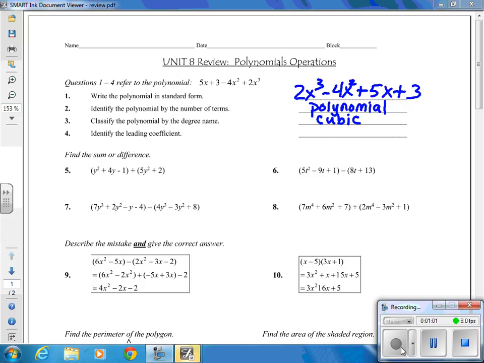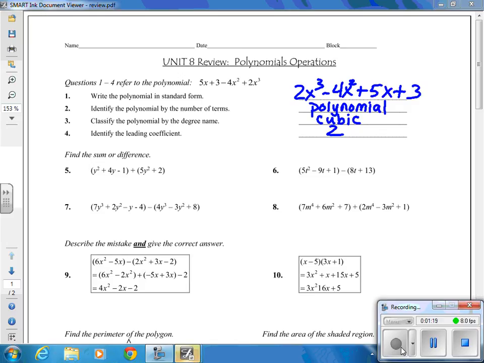And then for number 4, identify the leading coefficient. The leading coefficient is the number in front of the variable that has the highest power. So in this case for us, it would be a 2. You will have an exact setup of the same question on your test, just with a different problem. So make sure you know that these words are going to exist and that the questions are going to exist in this way.